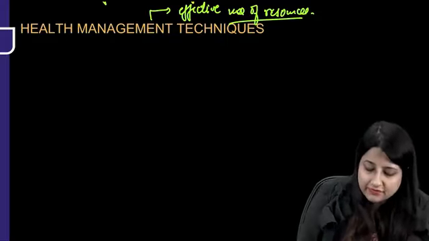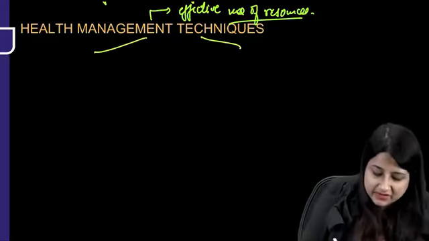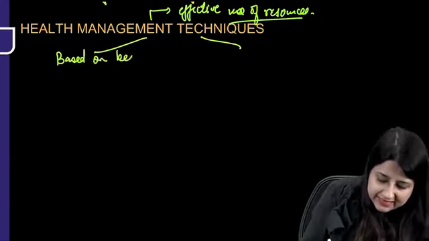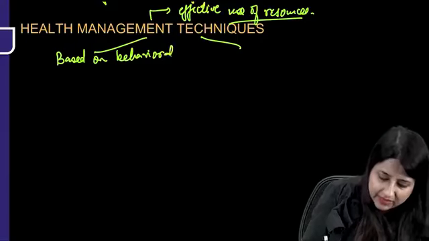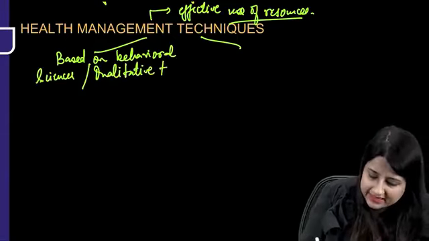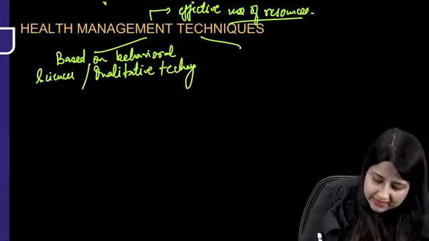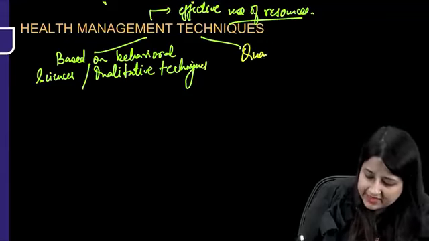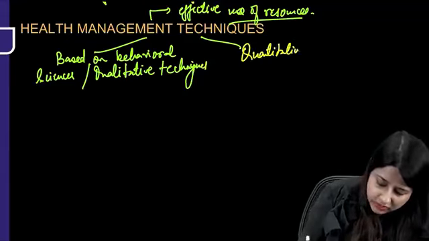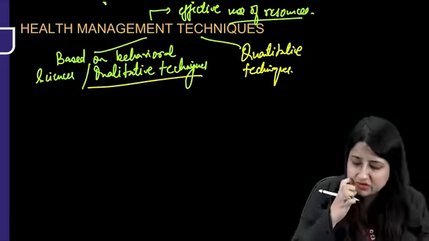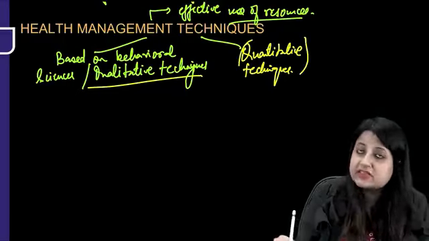In public health, for health management technique, it is divided into two. The first one is based on behavioral sciences. So behavioral sciences, we refer to it as qualitative techniques. And what is the other one? This is quantitative techniques. So one is based on behavioral sciences, referred to as qualitative techniques, and the other one is quantitative.